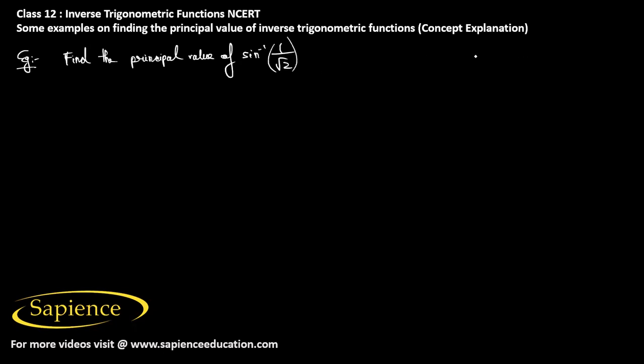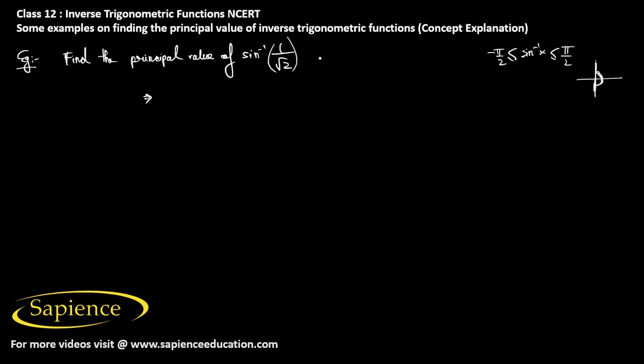So now we know that the principal value branch of sine inverse x is from minus pi by 2 to pi by 2. It means it should be greater than or equal to minus pi by 2 and less than or equal to pi by 2. So this range is called the principal value branch of sine inverse x. It means that the angle should lie between the fourth quadrant and the first quadrant. In this range it should come.